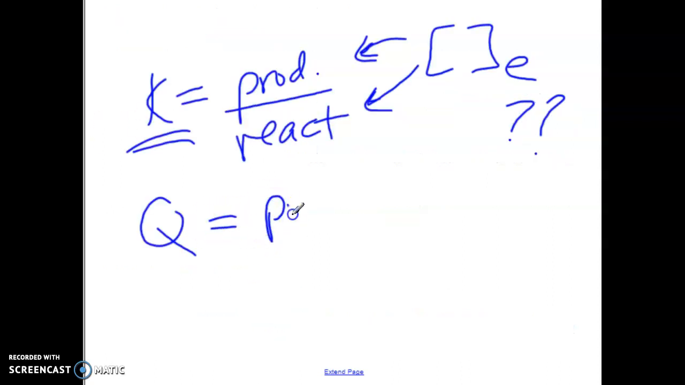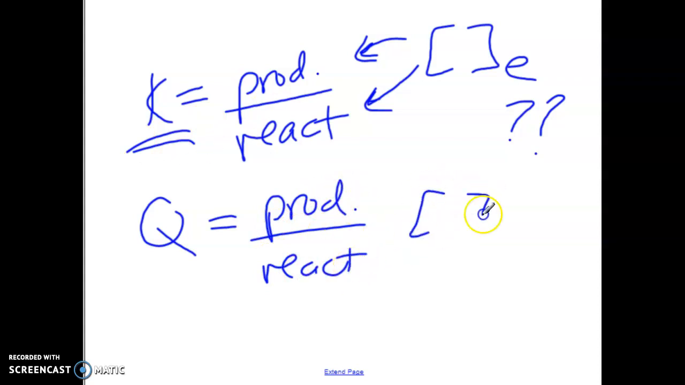So your Q is literally going to be the same setup, right? So products over reactants, except the concentrations that we can plug into this do not necessarily have to be at equilibrium. It might be, at the beginning of the reaction, the initial concentration. It might be 2 minutes into the reaction. It could be 15, 20 hours into the reaction. But the Q value is where you basically do not know if it's equilibrium or not.